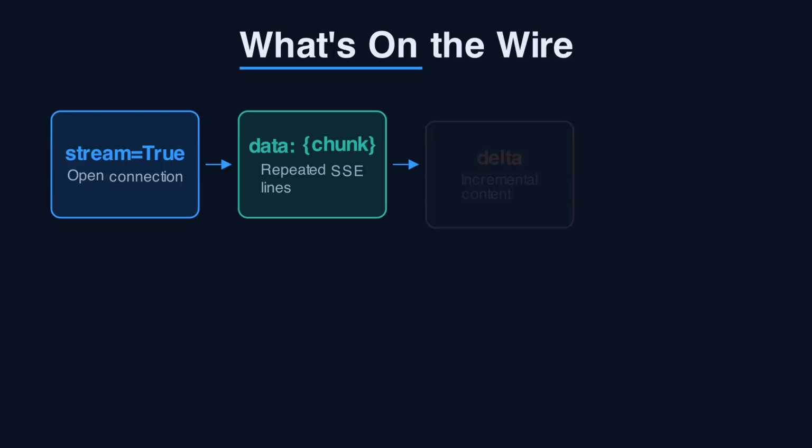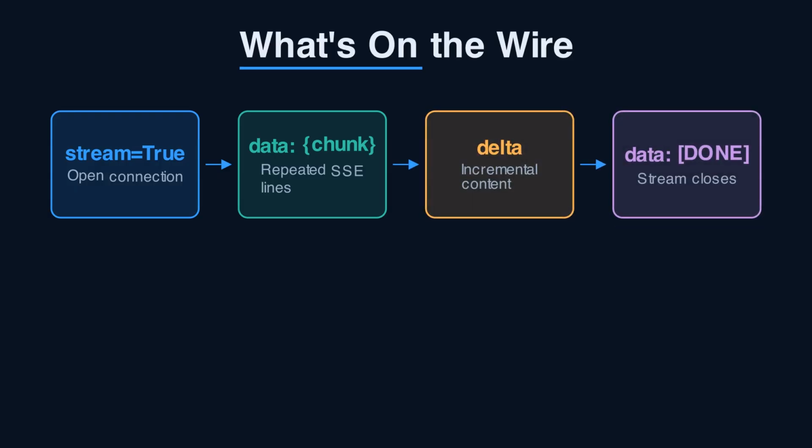Under the hood, streaming is just server-sent events, SSE, over a single long-lived HTTP response. When you set stream to true, Azure OpenAI keeps the connection open and writes a sequence of lines, each prefixed with "data:" containing a JSON chunk. Every chunk carries an incremental piece of the message in a delta field. The stream ends with a literal "data: [DONE]" marker.